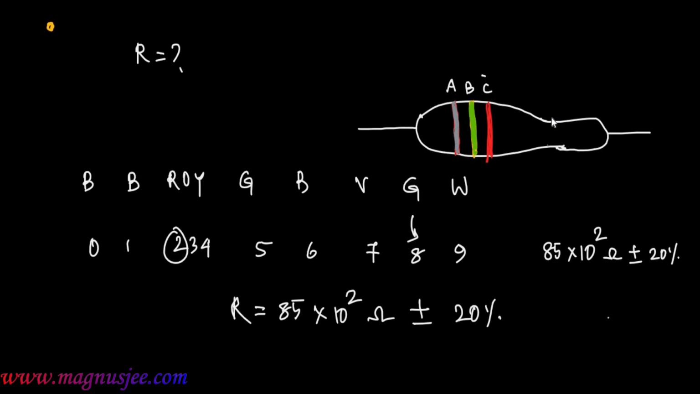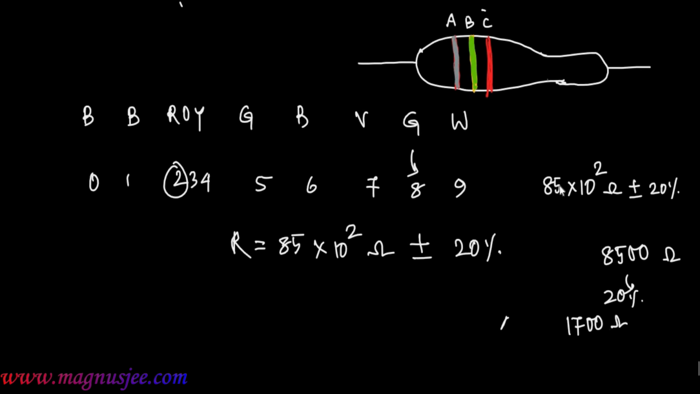The first color strip is silver, that's why the first significant figure of resistance is 8. The second color strip is green, that's why the second significant figure is 5. The third color strip is red, that's why the power of 10 is 2. And the value of resistance is 8500 ohm, and 20% error over 8500 ohm will be 1700 ohm. In this way you can find the tolerance or accuracy. Percentage error in the measurement of resistance is delta R by R into 100, that is the tolerance in the measurement of resistance.